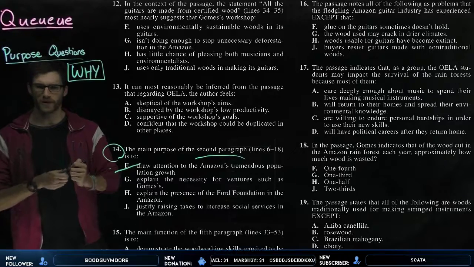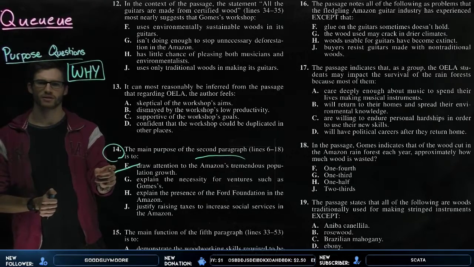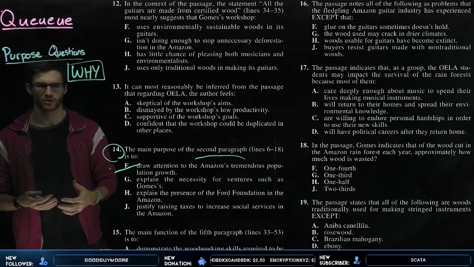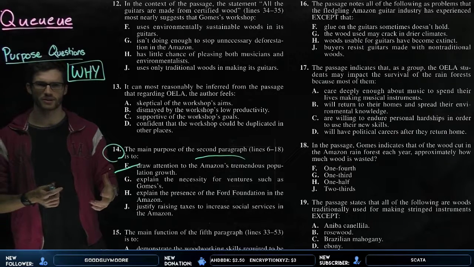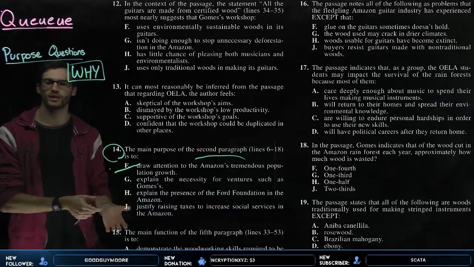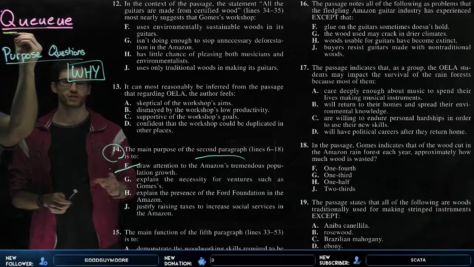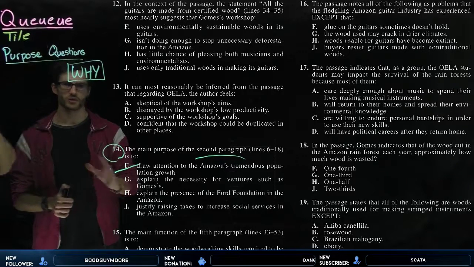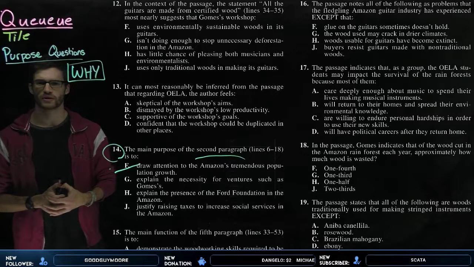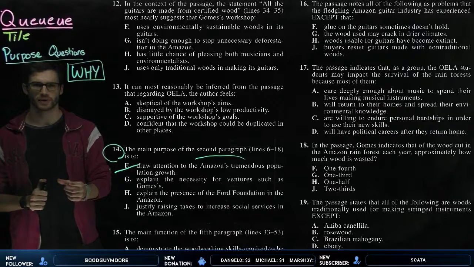Yes, this is better because it's using the what from F as the answer to why. Yes, there's tremendous population growth. Yes, there are these shanty towns there, and therefore that could explain why we need these schools that Gomes is doing. So I like G, but let's move on because we have to prove 3 wrong. We're always proving 3 wrong here. H, explain the presence of the Ford Foundation in the Amazon. No, it does not explain it.